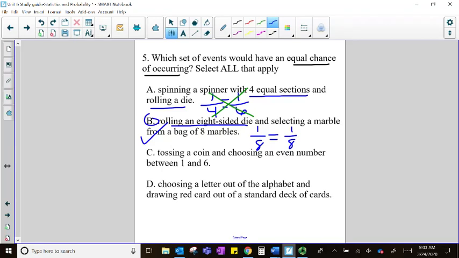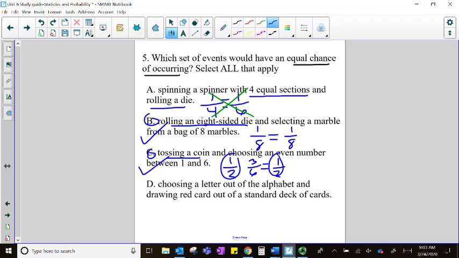Tossing a coin and choosing an even number between 1 and 6. When we toss a coin, there's always a 1/2 chance. Choosing an even number between 1 and 6, you have 2, 4, and 6, which is a 3 in 6 chance, but that does reduce to 1/2. And 1/2 and 1/2 have equal chances of occurring, so that is also good.